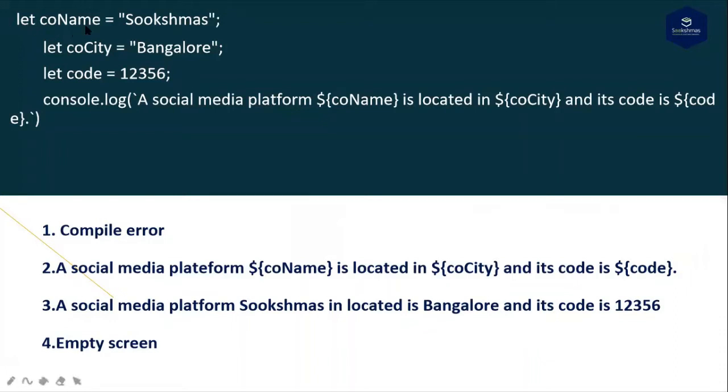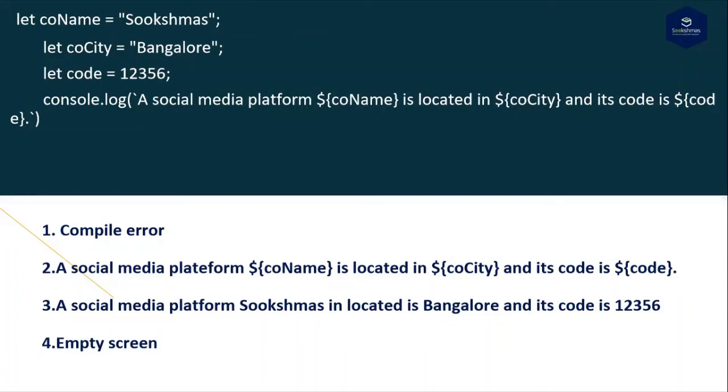And here we have taken a variable name Sookshmas, and again the let quantity and the let code. And in the console log, we are not using any single quote or double quote to print the string. We have used template literals, and what is the output is the question. Here are the options: compile error; the social media platform with the placeholders in flower brackets as we have written; another option, just a social media platform, where we are fetching the values from the variables; and an empty screen. Okay, and let's look into the solution.